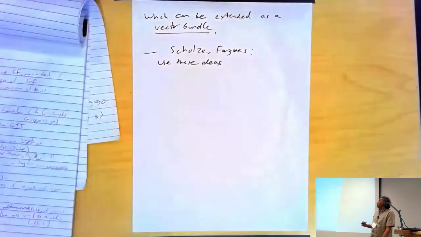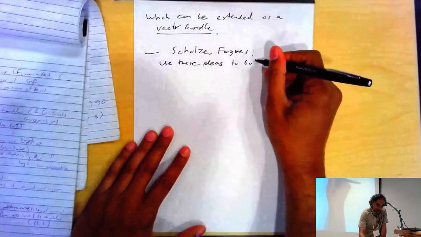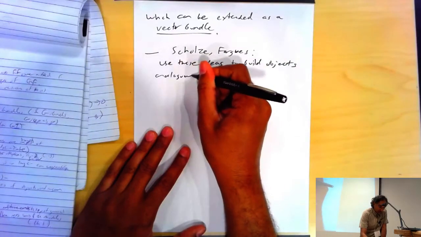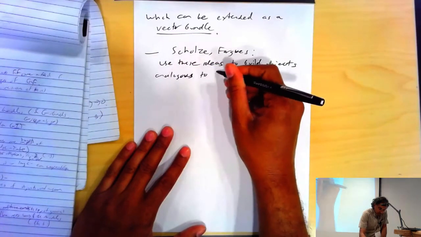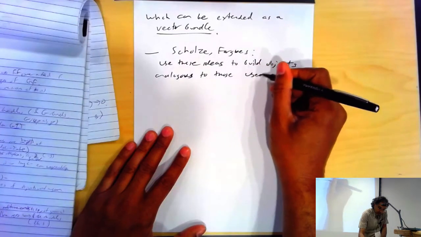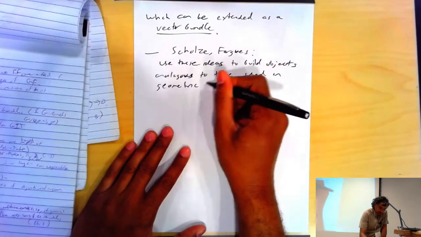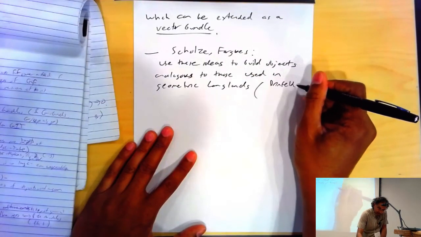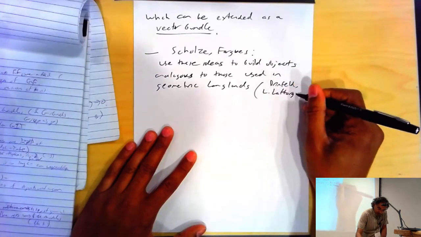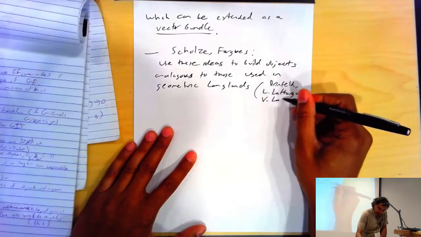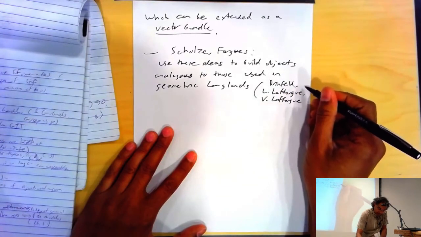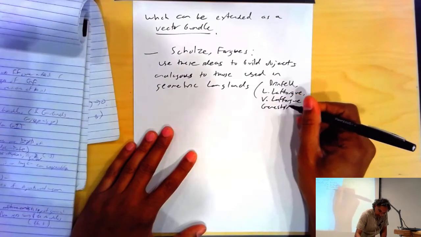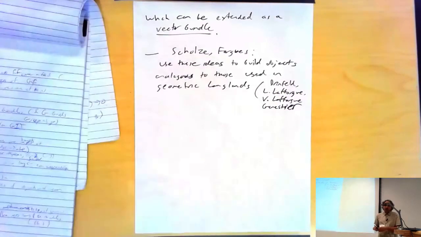So the idea here is to use these ideas to build objects analogous to those used in geometric Langlands, as considered by, for example, Drinfeld originally, and then Laurent Lafforgue for GL_n, and Vincent Lafforgue for more general groups. Maybe I should put Genestier-Lafforgue, perhaps a better attribution there.